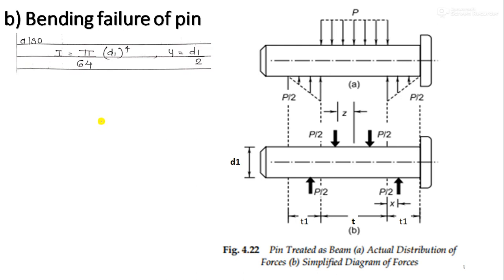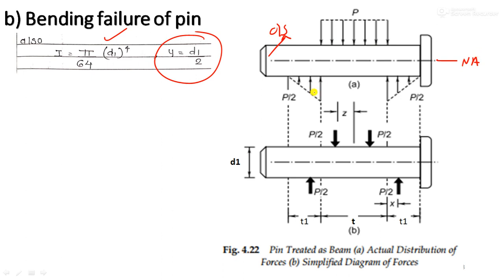Now, what is I? See, this pin has a circular cross-section area. So what will be I? The moment of inertia for a circular cross-section area is pi by 64 into d1 raised to 4. Now what is this y? Y is nothing but the distance from the neutral axis. Again I am requesting, watch all the videos on basic stress analysis and basic design stresses which I have explained.